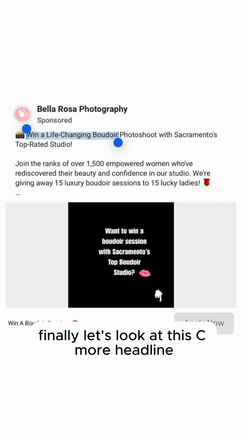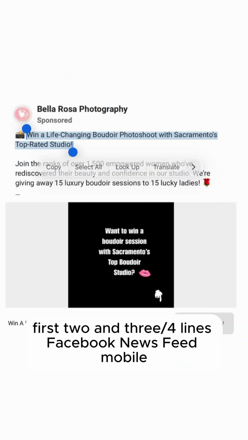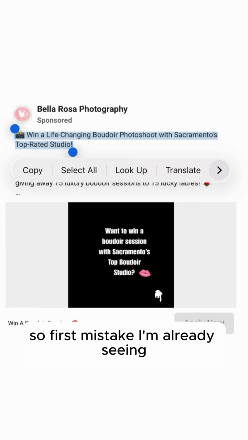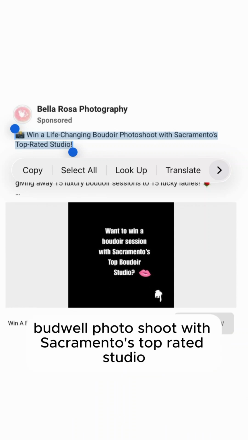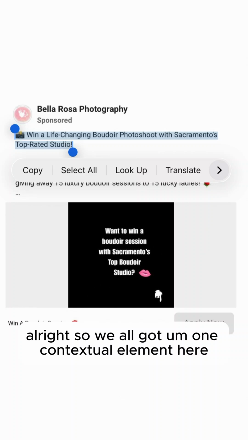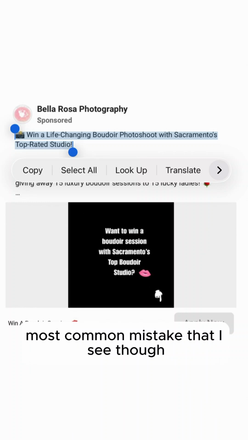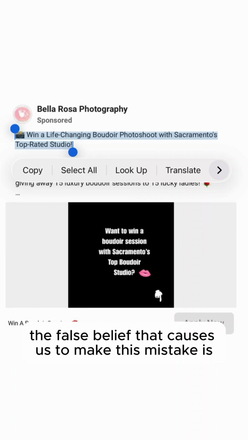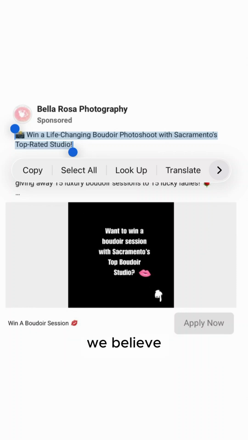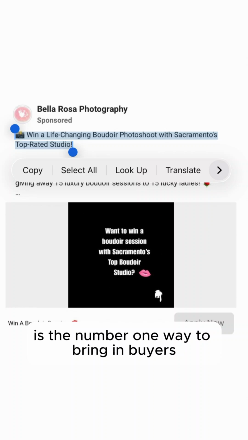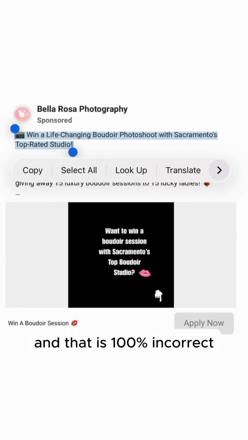Finally, let's look at this see more headline. First 2 3/4 lines, Facebook newsfeed mobile. And we're only using a line and a quarter here. So first mistake I'm already seeing, we're only using like half of our space that we should be. "A life-changing boudoir photo shoot with Sacramento's top-rated studio." All right, so we only got one contextual element here. So yeah, that's the lack of context mistake. Most common mistake that I see though. The false belief that causes us to make this mistake is we believe putting only a little bit of context in our headline is the number one way to bring in buyers. And that is 100% incorrect when dealing with Facebook ads.